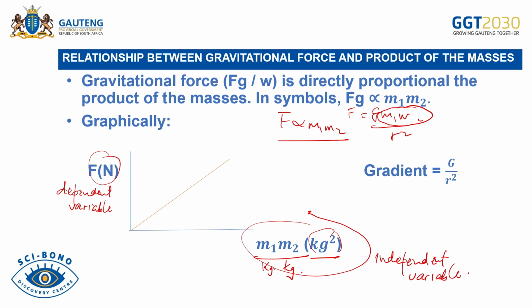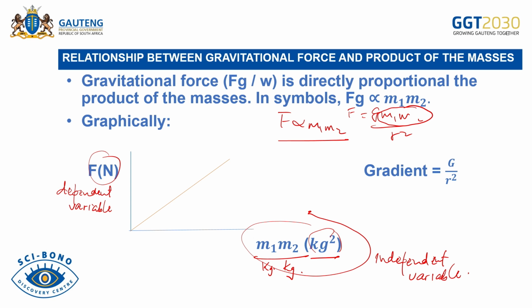Okay, right. Then this graph shows a direct proportionality between the gravitational force and the product of the masses. It means that if the product of the masses increases, what happens to Fg, your gravitational force, or F, which is just a force, but you should know that we are talking about the gravitational force? Gravitational force also increases with the same factor.